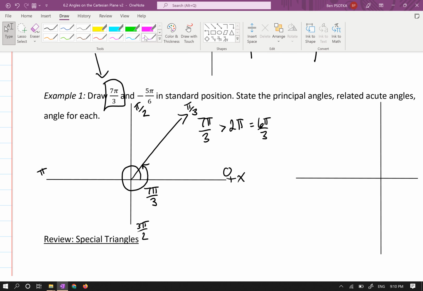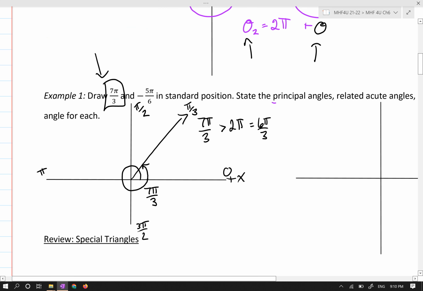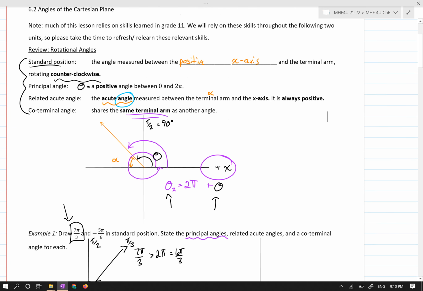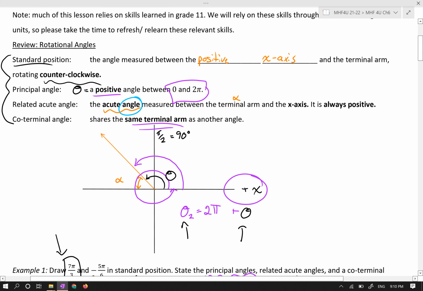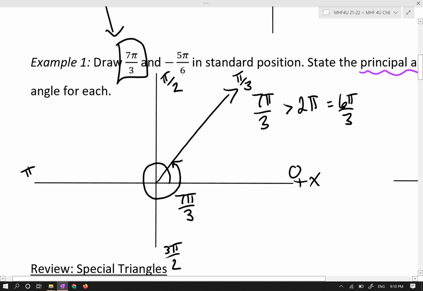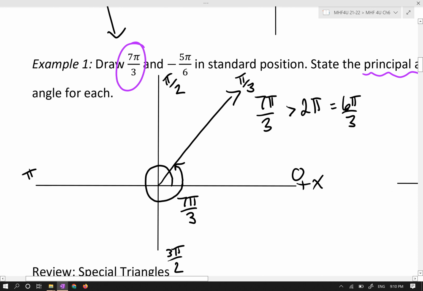If we can come up with the principal angle, we need to make sure that the angle we're working with has to be positive, and it has to be between 0 and 2 pi. Now, where we started, 7 pi over 3, is that positive? Yes, it is. Is it in between 0 and 2 pi? No, it's not. It's greater than 2 pi, as we can see from our sketch. So if we're measuring our principal angle, we always start at our positive x-axis, we go all the way up, and there we are, our principal angle we already found. Our principal angle is pi over 3. We'll call that angle theta.